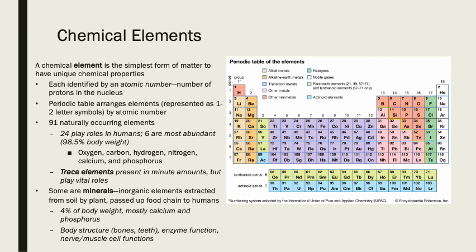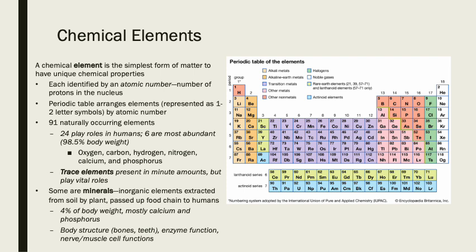The periodic table is arranged in order, starting at 1 and going up. So the first element on the table is going to be hydrogen, which has 1 proton. And then the next one would be helium, which has 2. And then there'd be lithium, which has 3, and so forth. They go in order by protons or atomic number. Every element has a 1 or 2 letter symbol.